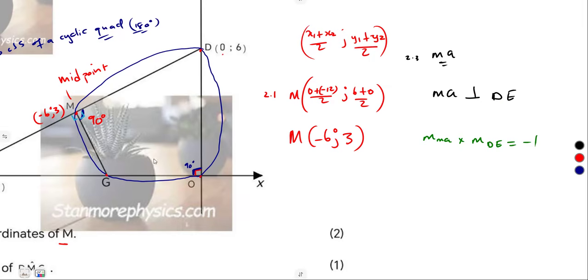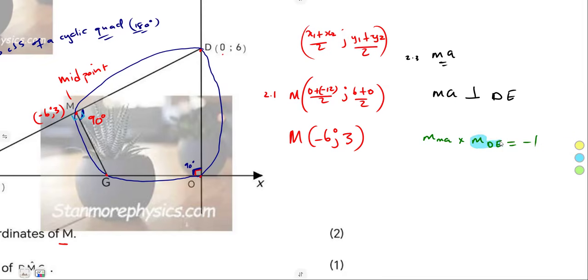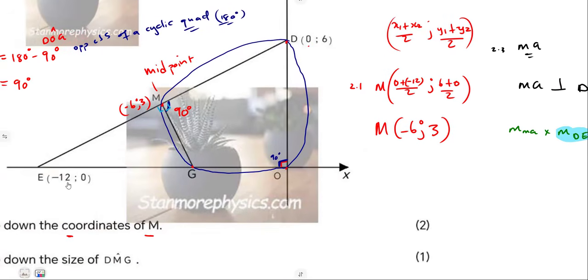So we cannot determine the gradient of MG because we do not have the point G. We only have the point M. So we can take advantage of the line DE, because we have the point D and the point E. So from that, you can determine the gradient of DE. Remember the gradient, guys, y2 minus y1 over x2 minus x1. So we're focusing with the DE.